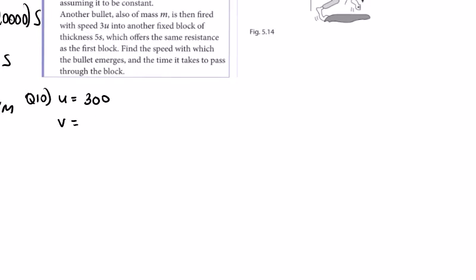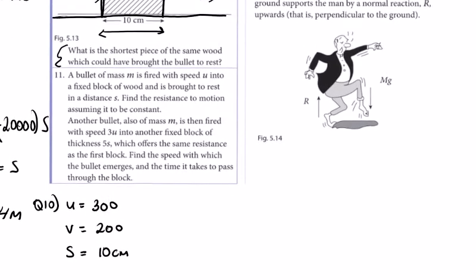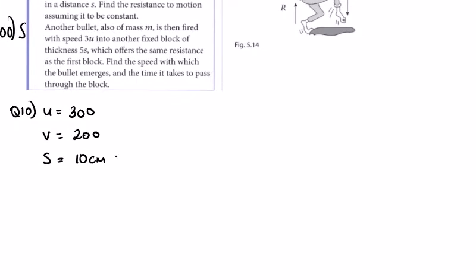It's coming out at 200. The distance is equal to 10 centimeters. Just double check that. 10 centimeters. Now we're dealing in meters here. These are meters per second, so it's 0.1 of a meter. So from that we can get acceleration.